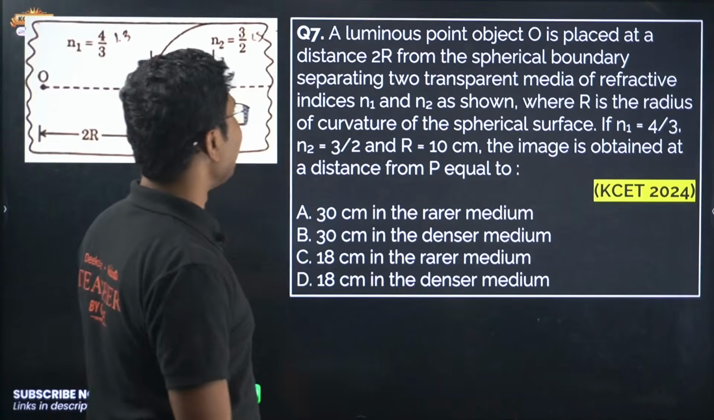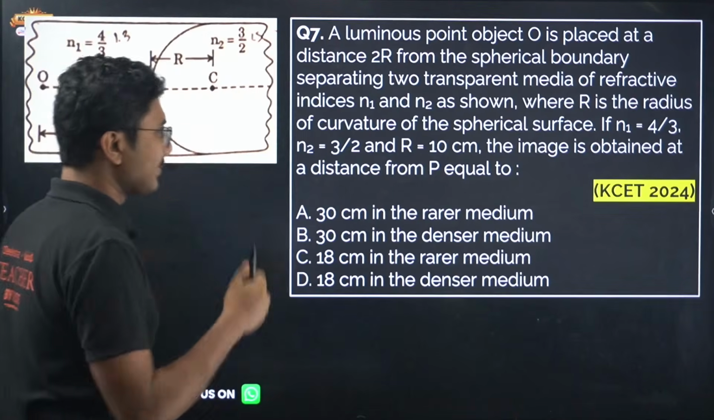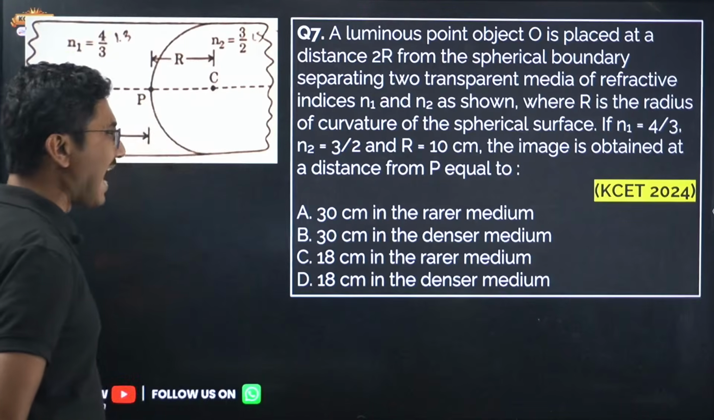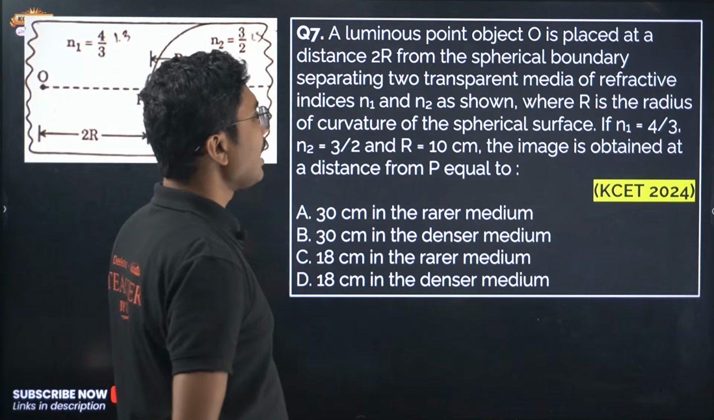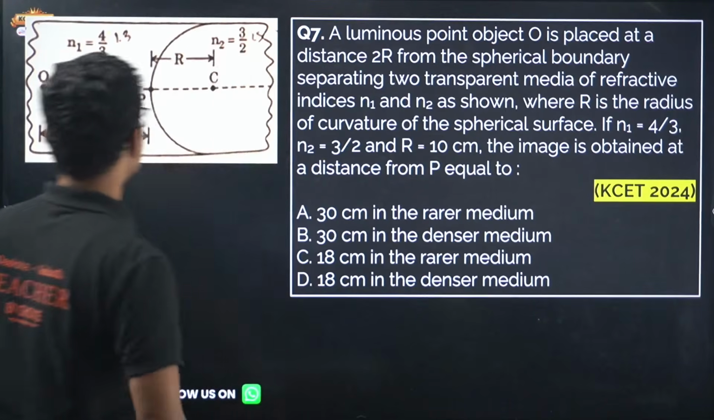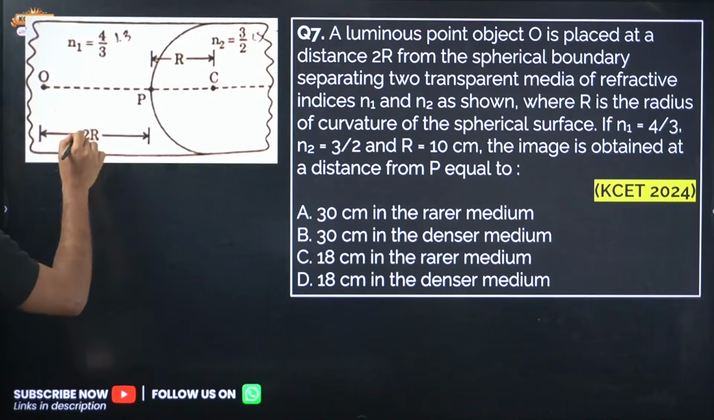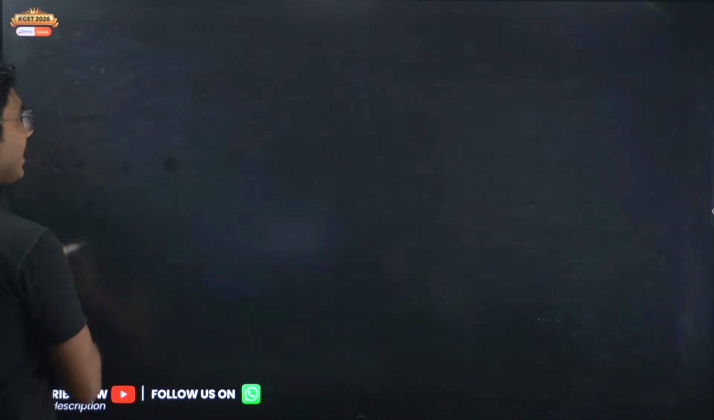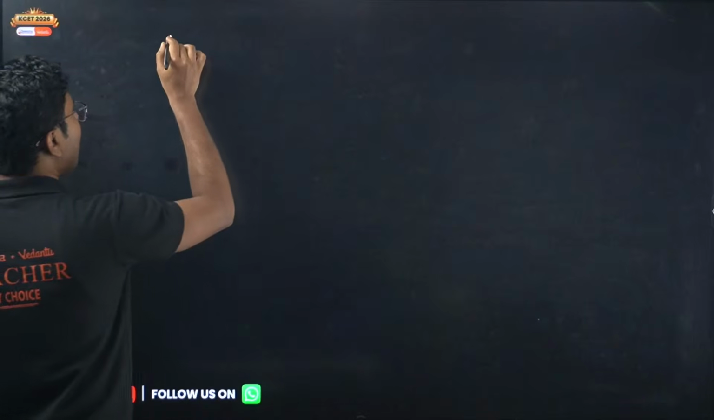Where R is the radius of curvature of this spherical surface. Okay, if N1 equals 4/3, N2 equals 3/2 and R equals 10 centimeter, the image is obtained at a distance V equal to what? So this is the distance which is initially 2r and where you will get the image. So for that you have to use the formula.